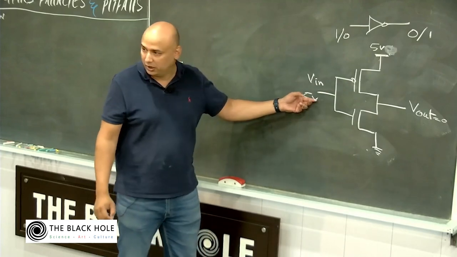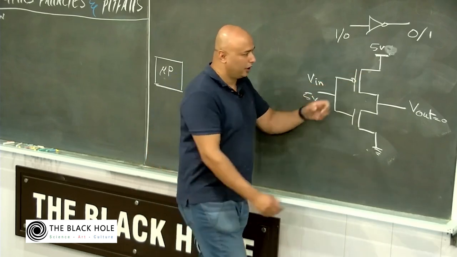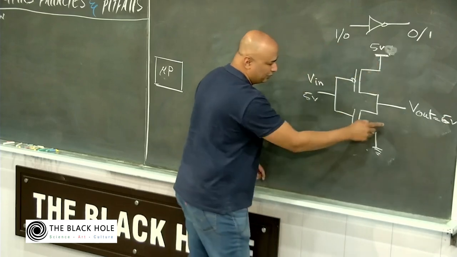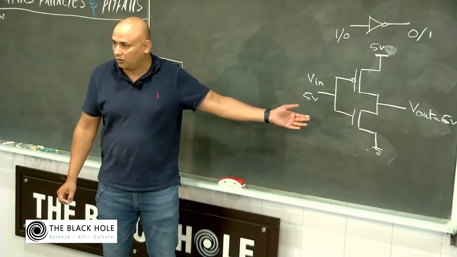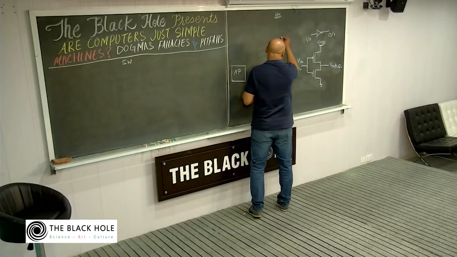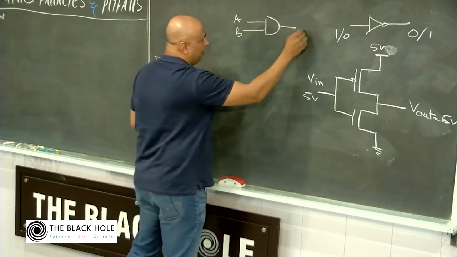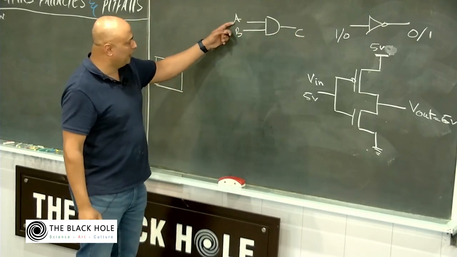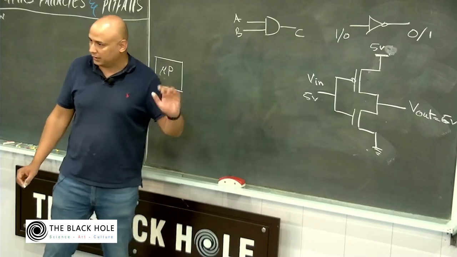And if you apply 0 here, this would stop conducting, this would start conducting, and you would have 5 volts at the output. So this is like a NOT gate. And there are other forms of gates, other forms of logic, which are a bit more complicated, which is AND. So AND is denoted like this. If you have input A and input B and output C, this would be A and B. If both are 1, then the output would be 1. If any one of them is 0, the output is 0.